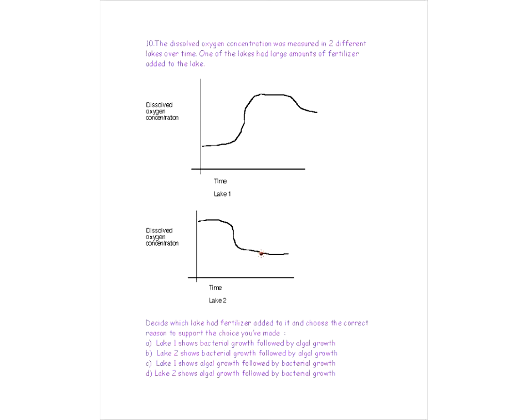So we know it's going to be lake 2, so it's either answer B or D. Is it going to be bacteria growth followed by algae growth, or algal growth followed by bacterial growth? Well, first of all, the algae grow because of the fertilizer, and then eventually they die, and bacteria feed on them. So it's going to be answer D.